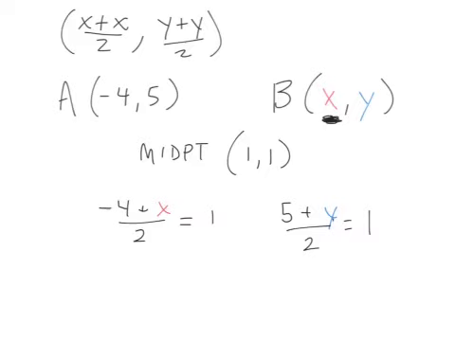Now all we have to do is solve for x and y, and then we know the x and y values of B. Let's go ahead and solve that. It looks like a couple of two-step equations.